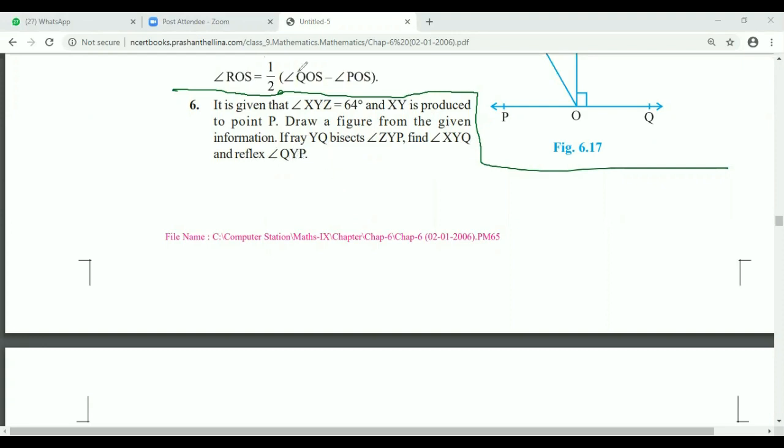Let's think how to draw and let's try to draw that. XYZ, we are drawing a rough figure. Imagine that 64 degree is an acute angle, so you can draw an acute angle. This is not an exact measurement. Suppose this is angle XYZ: X, this is Y and this is Z. Then XY is produced to point P. We are extending that line XY and the extended line meets at point P. So the point P is here. Then this is the figure.